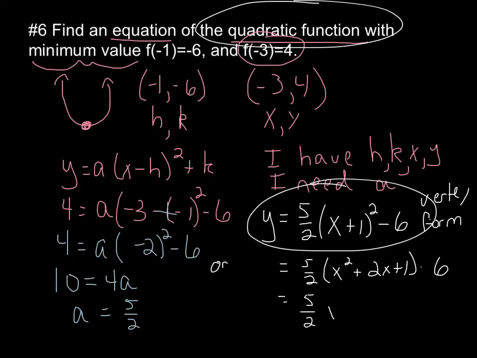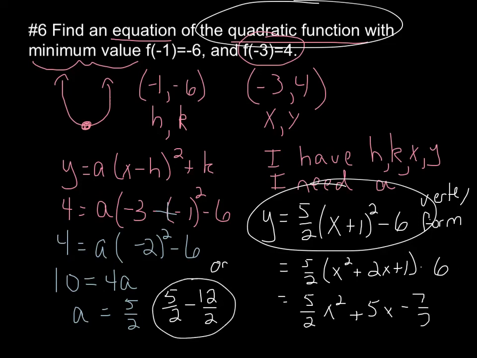So I get 5 halves x squared. 5 halves times 2, the 2's cancel, I'm left with 5x. 5 halves times 1 is 5 halves, but I have to subtract that from 6. 2.5, or 5 halves minus 6, is really 5 halves minus 12 halves with a common denominator. That's -7 halves.